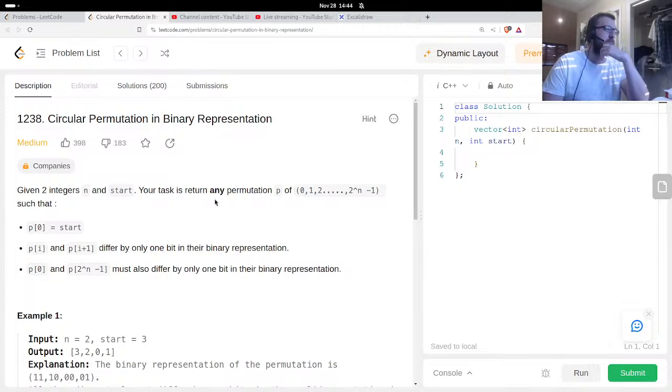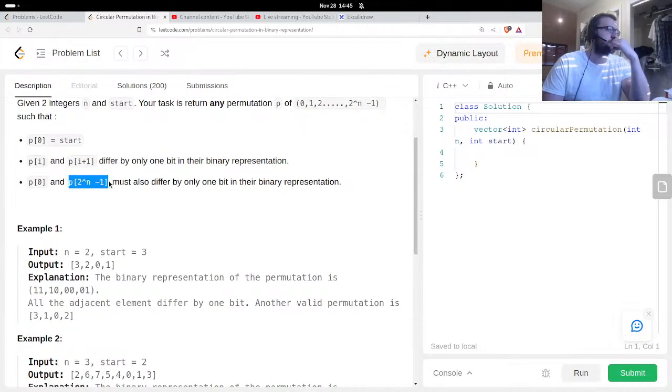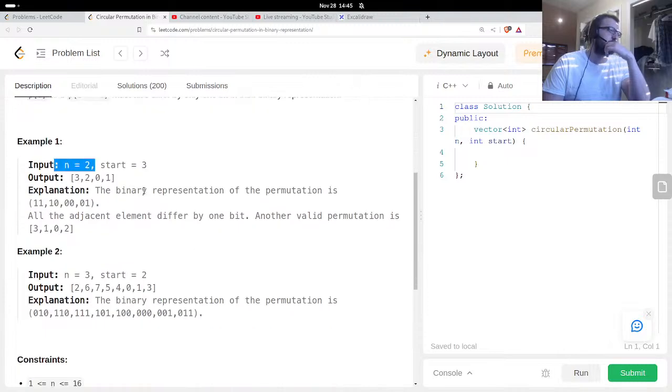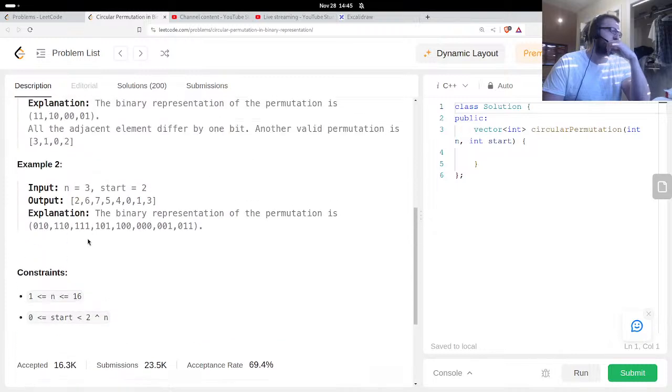Any permutation p of 0 to 2 to the n minus 1, such that p of 0 is start, and p of i and p of i plus 1 differ by only one bit in their binary representation. P of 0 and p of 2 raised to the n minus 1 must also differ by only one bit in their binary representation. So this is kind of like a tour. N can be 1 to 16, and 0 is less than or equal to start is less than 2 to the n.